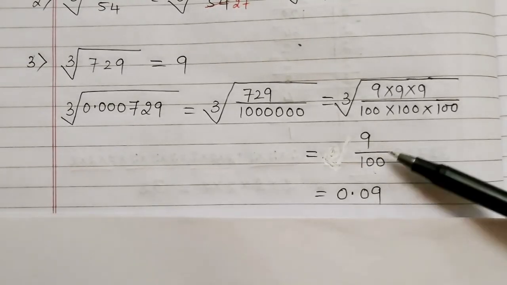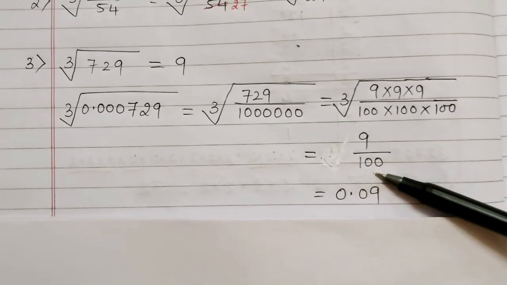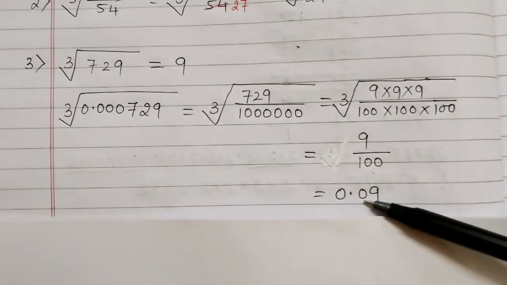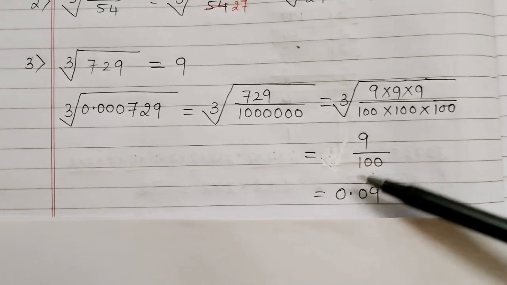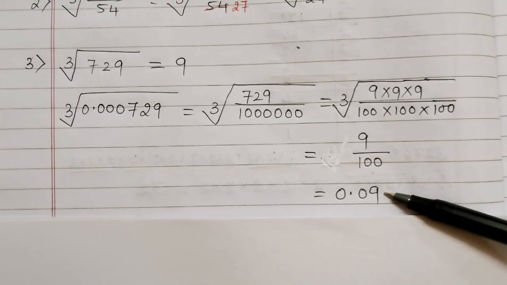Now 9 upon 100. If you divide 9 by 100, you know the decimals. After the decimal there will be 2 digits as there is 100. So that will become 0.09. That is the final answer.